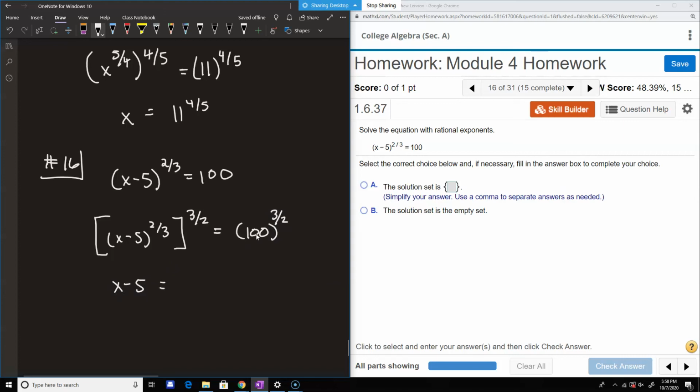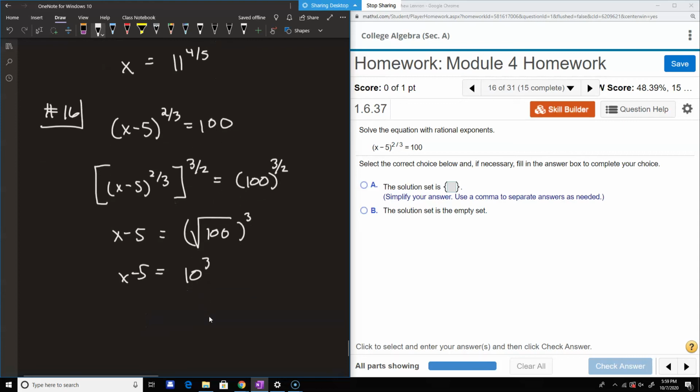On the right-hand side, this is the same thing as taking the square root of 100 and then raising it to the 3rd, right? Because the bottom number is the root, and the second root is the same as the square root. So this is the same as 10 to the 3rd power. And 10 to the 3rd power is just 1,000. So when you add 5, you get x equals 1,005. That would be your answer.